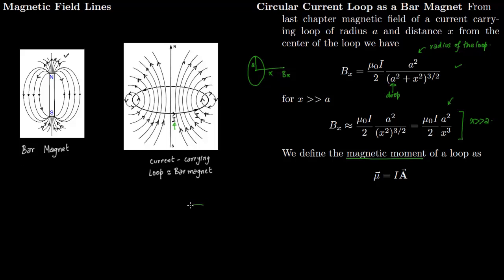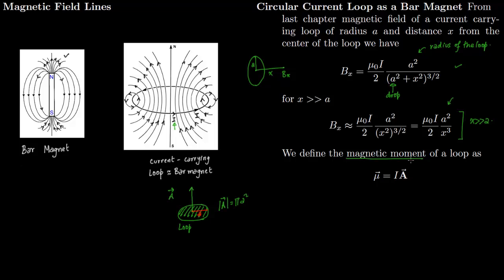So this is the loop we talked about. This loop has radius a. So the magnitude of the area vector is pi a square. But A vector by itself means normal to the area. So this is the A vector. You have the loop here, and the area vector is normal to the area of the loop, and the magnitude of this vector is pi a square, where a is the radius of the loop. So this gives you a magnetic moment.